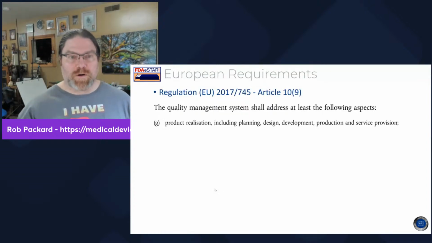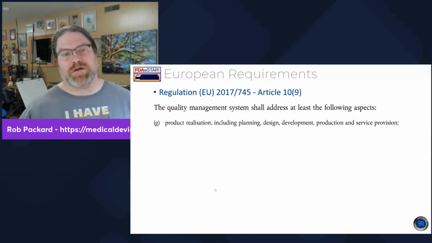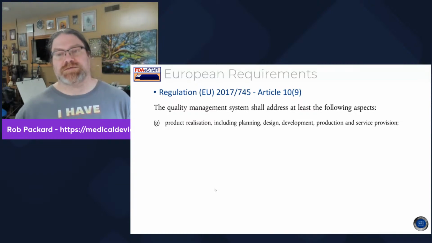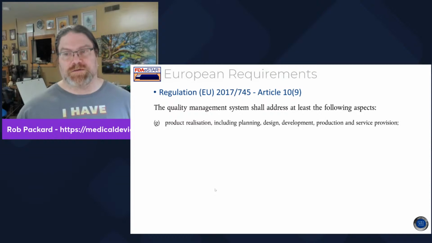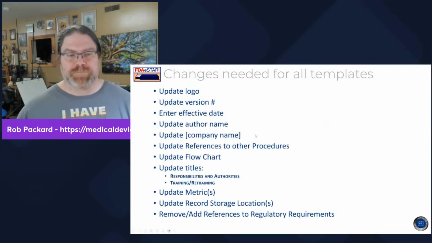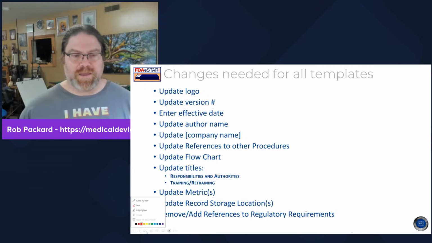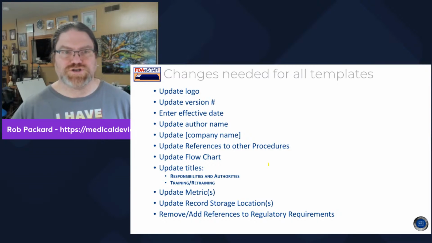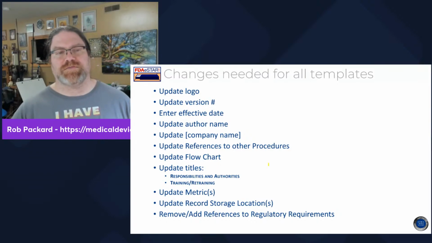For European requirements, it's the smallest requirements of all. All they say is that the quality management system shall address at least the following aspects: product realization, planning, design, development, production, and service. So production is just this little piece right here. Very little in the way of specific requirements from the MDR, but that's the way the European regulations go. They leverage the ISO standard.